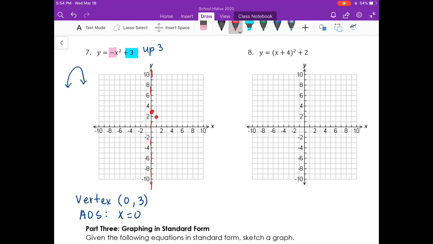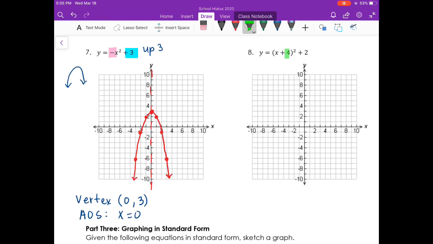After we plot the right-hand side, moving to the right 1 and down 1, and then placing our pen back at the vertex, moving to the right 2 and down 4, to the right 3 and down 9, we'll reflect those points to the other side of the axis of symmetry to complete the graph.